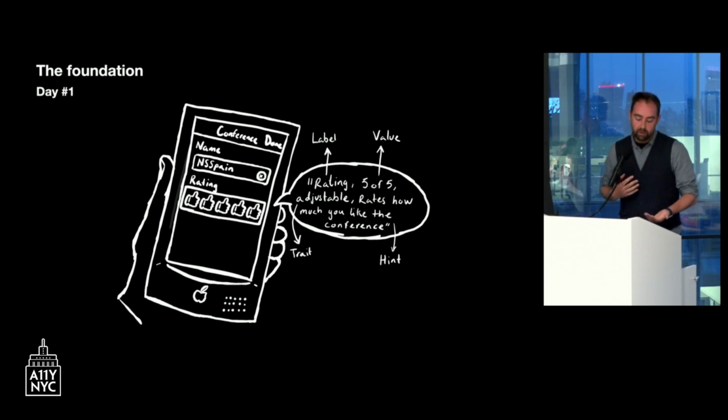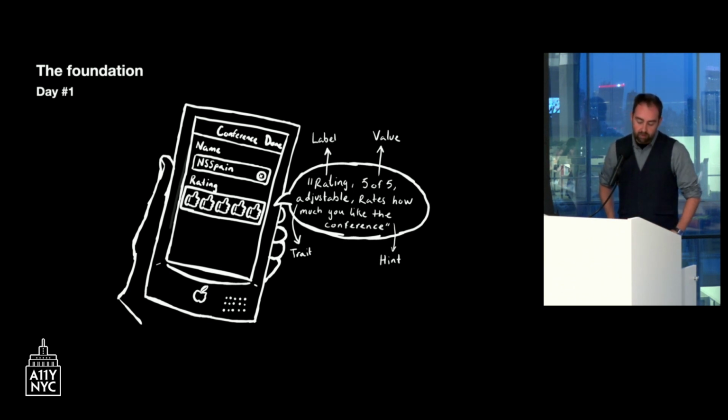In this case, label is rating, and that's the name of the component. Value is 5 of 5, and that can change, and it's like the state of the component. Adjustable is what is called an accessibility trait. There's 17 different traits, if I remember correctly, in UIKit. It's a bit different in SwiftUI, but most of them are the same. And it's basically like the role of the component. It kind of tells the user and the system a bit more about how you can interact with it.